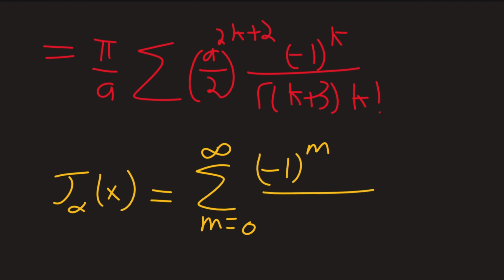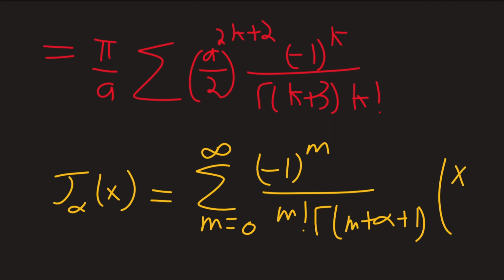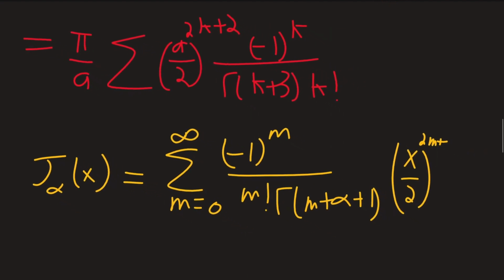It's the sum from m equals 0 to infinity of negative 1 to the m over m factorial times gamma of m plus alpha plus 1, and then times x over 2 to the 2m plus alpha. And you'll notice here that there are a lot of parallels, and by a lot of parallels I mean it's nearly identical. The only thing we have to worry about is that we leave the constant out front, but we can deal with that. In terms of the series, we have a 3 here and a 2 up there, and that's not really an issue.